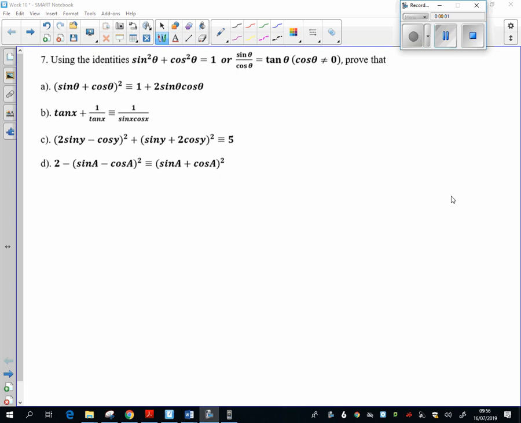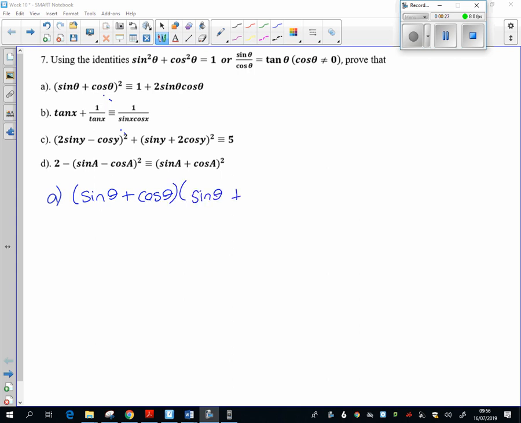So question 7 is some trigonometric proofs. So looking at A, the obvious thing to do there is to square out those brackets. Just be really careful. That's not going to be sine squared theta plus cos squared theta. It means multiplying those brackets out.